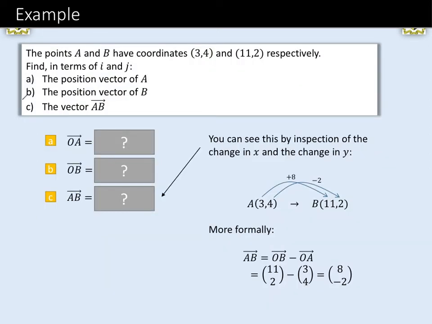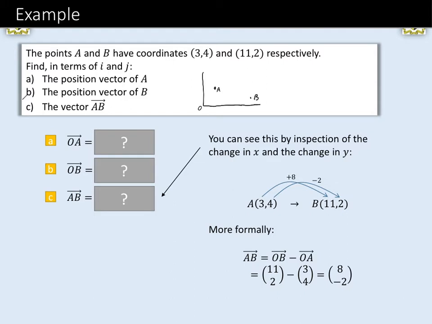Okay, so if we have a look at this example here then, the point A has the coordinates 3, 4, and the point B has the coordinates 11, 2. So we want to know, in terms of i and j, the position vector of A and the position vector of B. So in other words, O to A and O to B. So the origin to A and the origin to B. If we draw a little sketch here, everything's positive, so I just need the first quadrant. So there's the origin. Maybe 3, 4 is here, so A could be there, and 11, 2 will maybe be somewhere over here, so that would be B there.